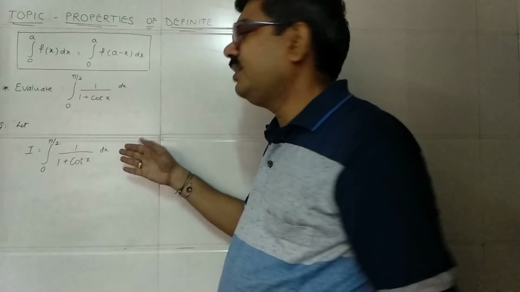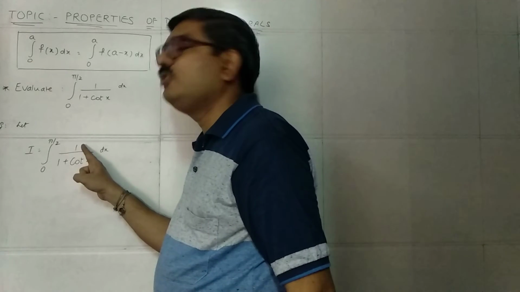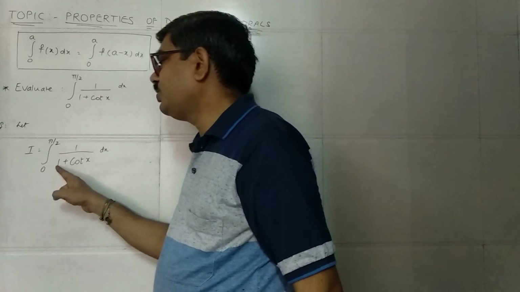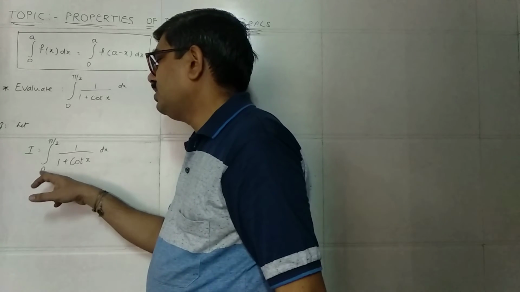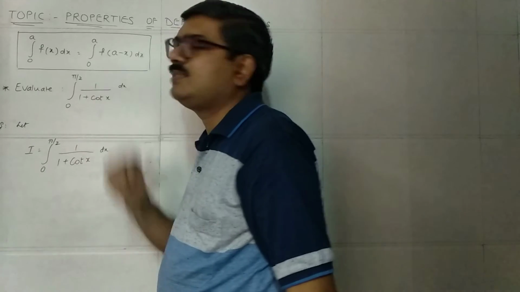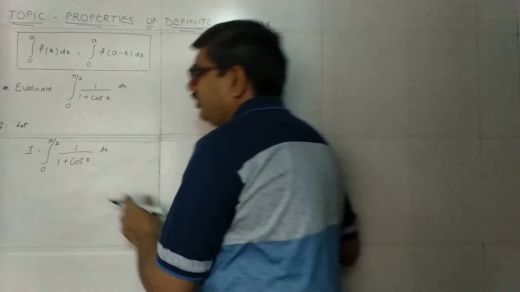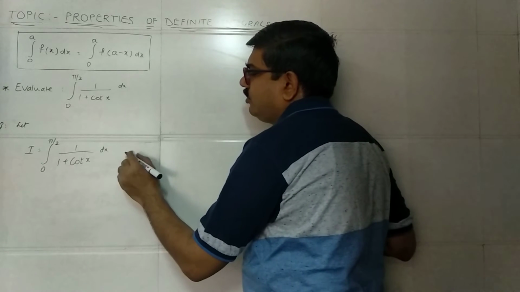So how to identify this integral for this property? See, in the numerator 1 is there, the same term is also present in the denominator, 1, and also the lower limit of this integral is 0, so it must be 0 to apply this property. Let us start. First of all, what is the trigonometric ratio of cot x?